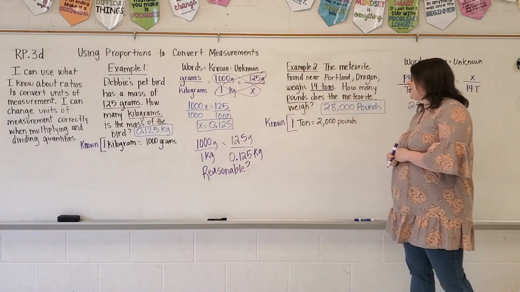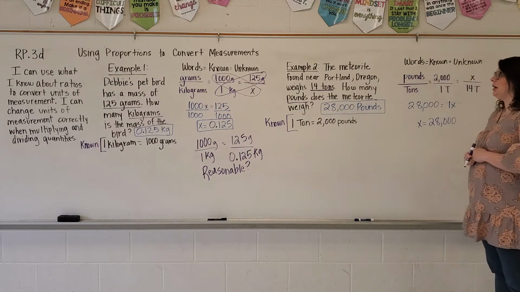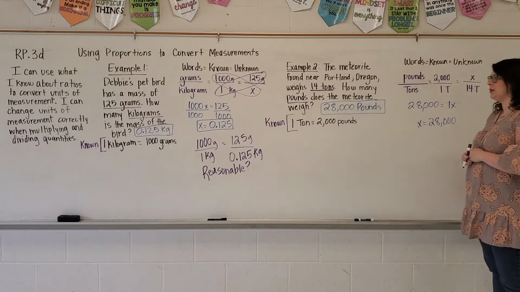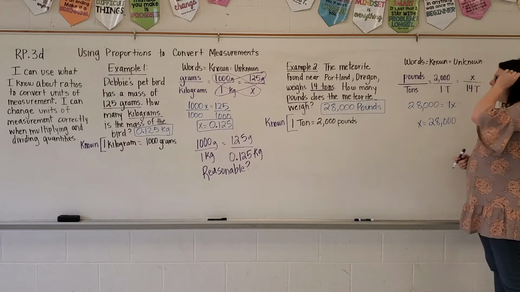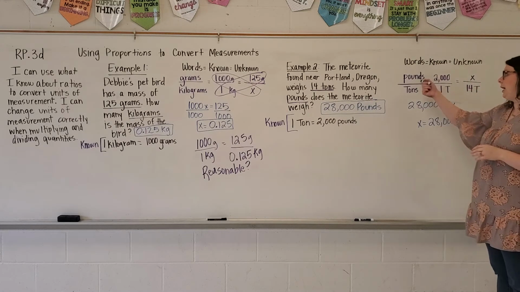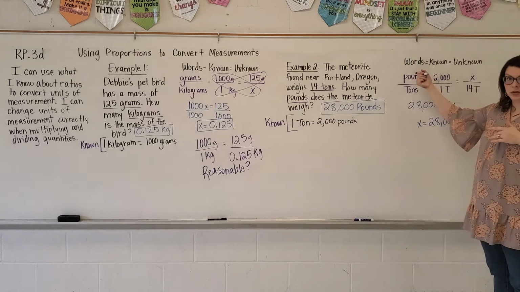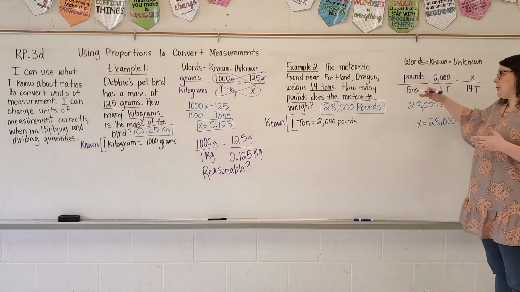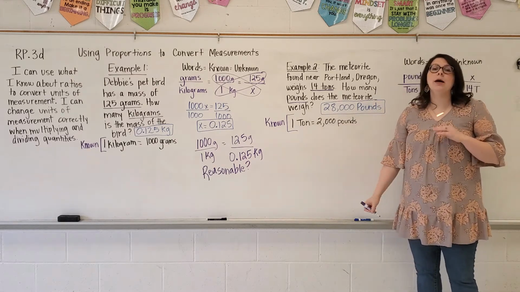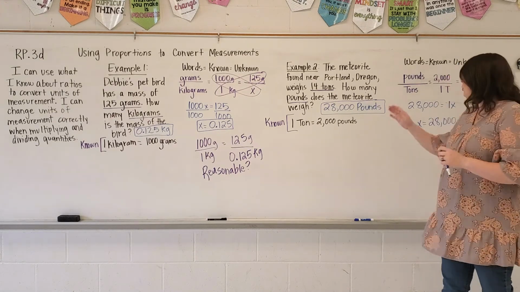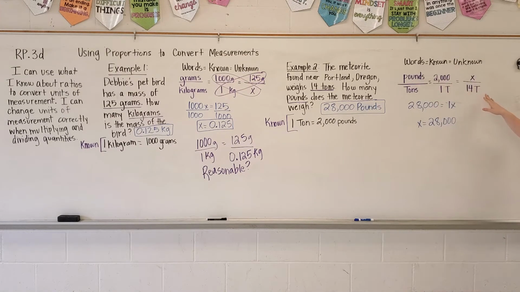All right, let's go to example 2. The meteorite found near Portland, Oregon weighs 14 tons. How many pounds does the meteorite weigh? So we're going to go with words, known, unknown. We are converting tons to pounds. So I just chose to put pounds in my numerator. What I know is this unit rate: I know that 2,000 pounds equals 1 ton. So I put that in known. And then I am looking for pounds, so that's where my variable comes in, for 14 tons.